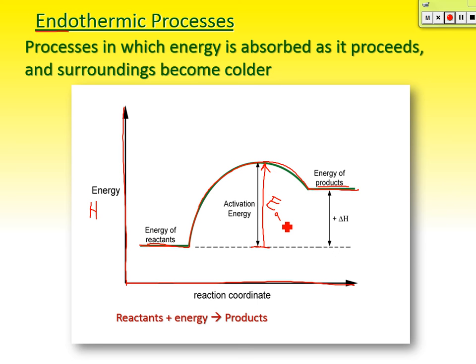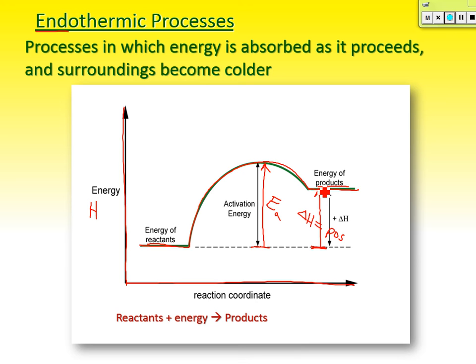A couple more things to label. The energy difference from where you start, the reactants, to where this one ended is called delta H. In endothermic reactions, delta H is always going to be positive. You can see that the energy increased here, so our change in heat energy is positive.